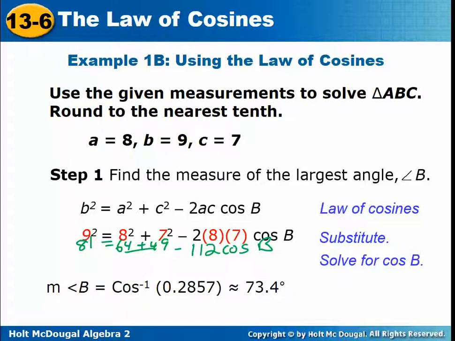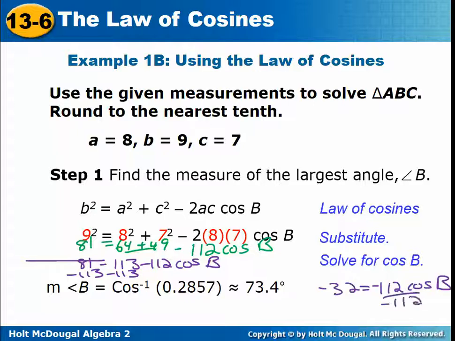Let me give myself a little more room here. So 81 equals 64 plus 49. That's 113. And then we have to subtract 113 from both sides. So there is a lot of math here. And that's negative 32. So we get negative 32 equals negative 112 cosine of b, and then divide by negative 112. So negative 32 divided by negative 112 is equal to this, 0.2857. So that's equal to the cosine of b.